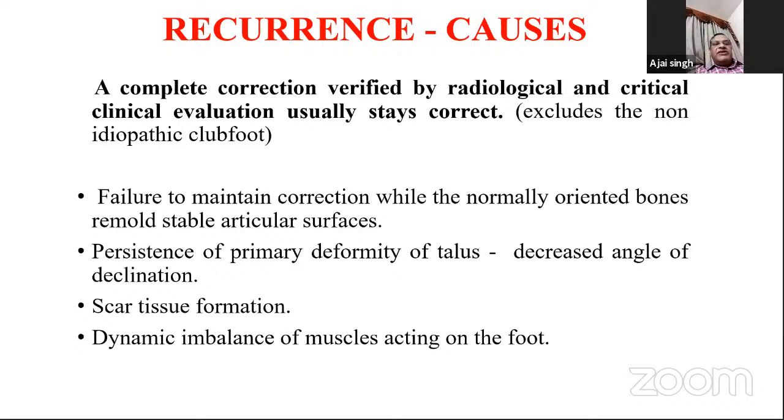Now, what are the causes of the recurrence? A complete correction verified by radiological and clinical evaluation usually stays corrected, unless the non-idiopathic clubfoot is concerned. The causes are the failure to maintain the correction while normally oriented bones remodel a stable articulation, and the persistence of the primary deformity, that is, the articulation is not properly corrected.